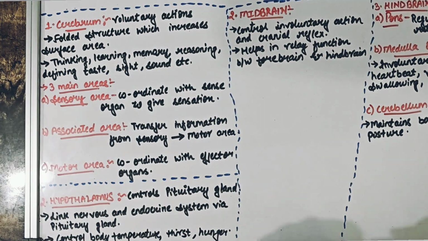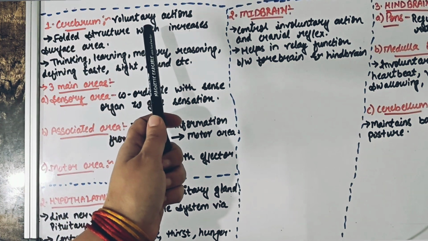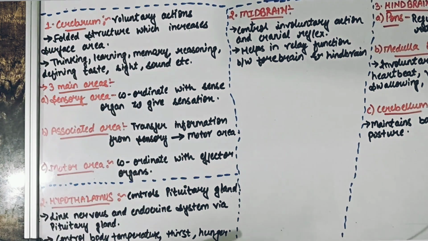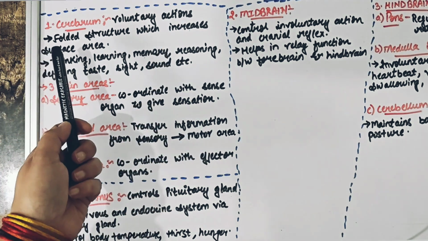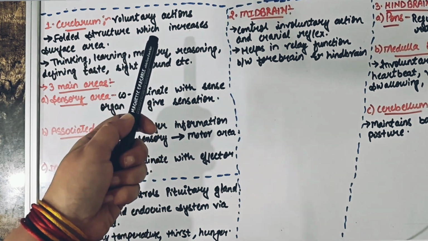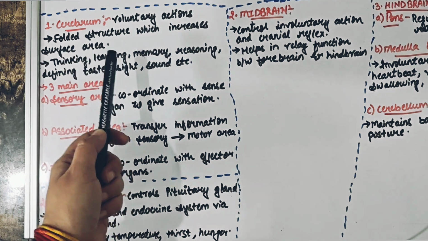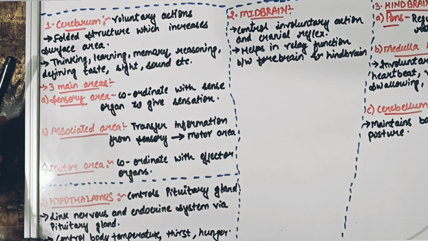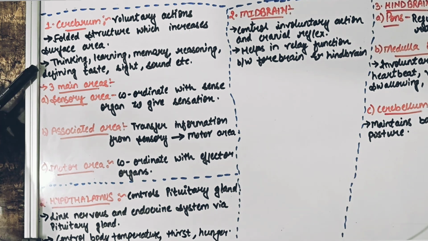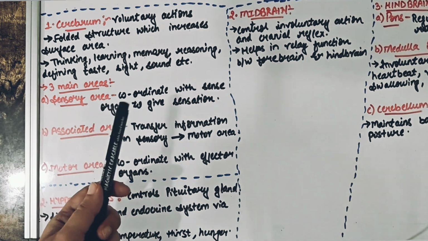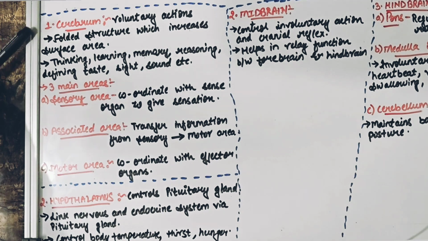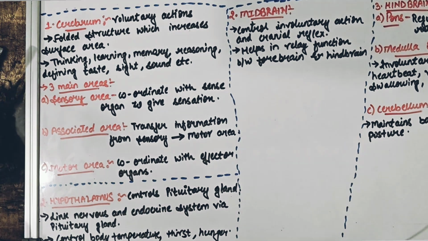The first important thing, this cerebrum is responsible for controlling voluntary action. I want you all to make note of all these key points, children, because these are very important. Cerebrum helps in maintaining voluntary action, and as we have discussed, these are folded structures, and the folded structure increases the surface area of this entire structure. Now, what are the important functions this area does? It helps in activities like thinking, learning, memory, reasoning, defining taste, defining sight, and defining sound. So these are all the important functions when we talk about the cerebrum area.